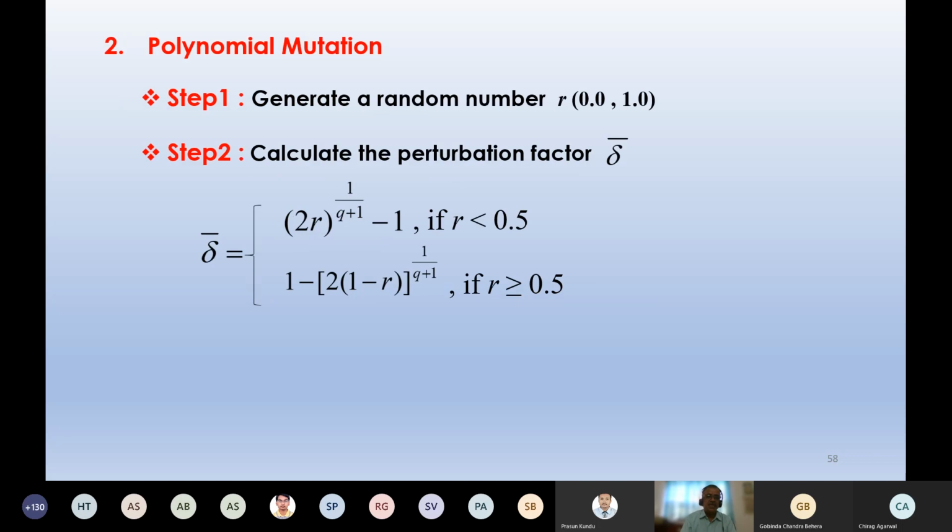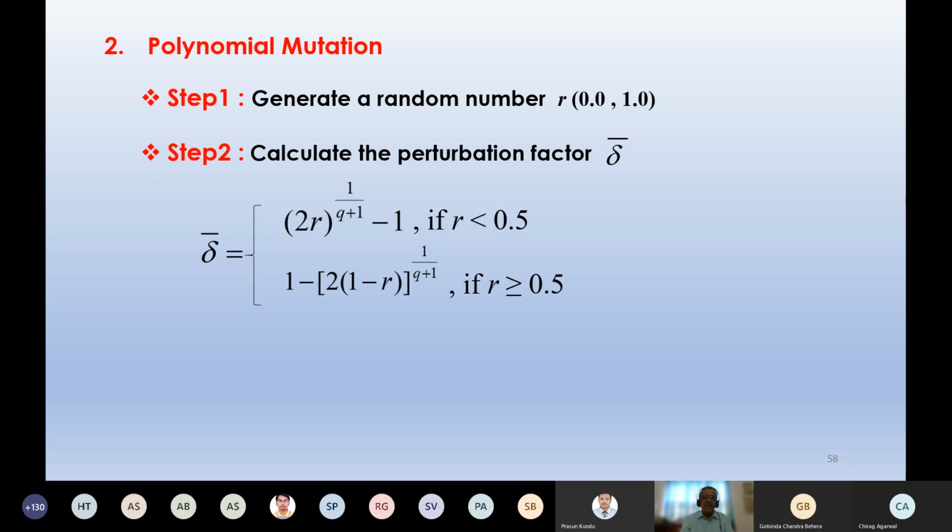Now I'm just going to concentrate on this polynomial mutation, which is very popular. Once again, we take the help of some polynomial distribution, and how to select that particular polynomial distribution I'm going to discuss. And once again, you'll see the expression for this polynomial distribution is not unique. Now, let me concentrate on the steps which we generally follow in polynomial mutation.